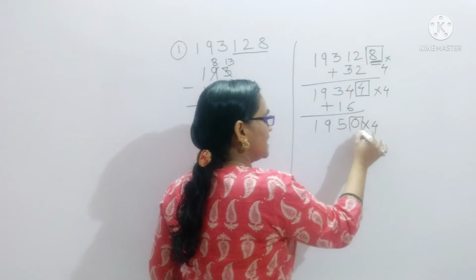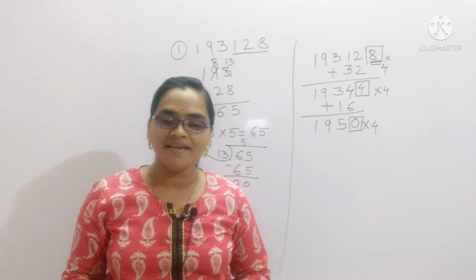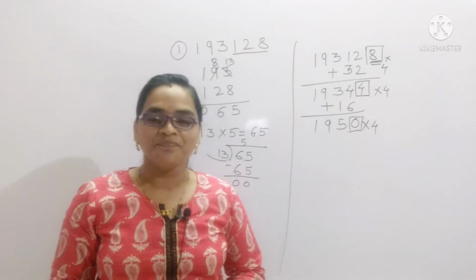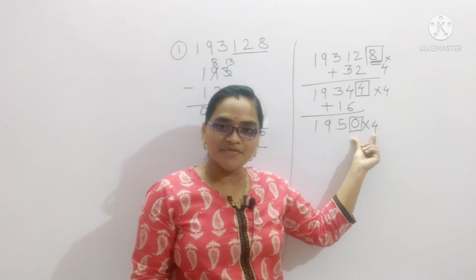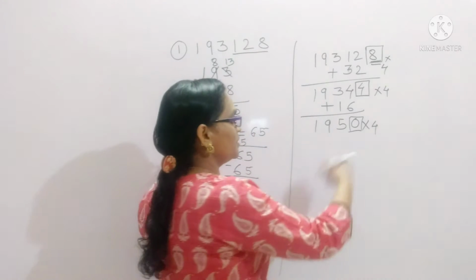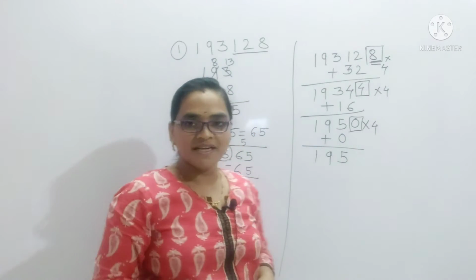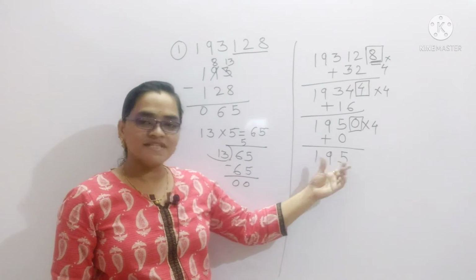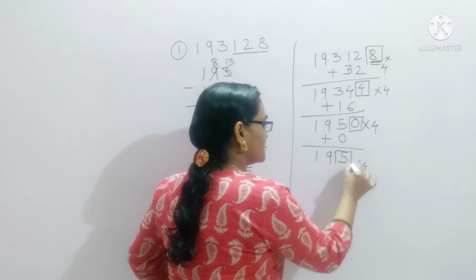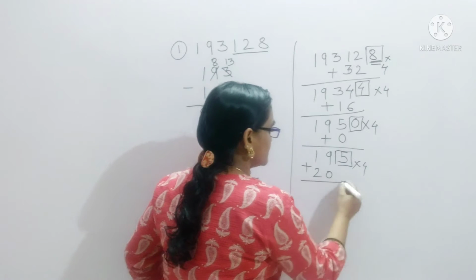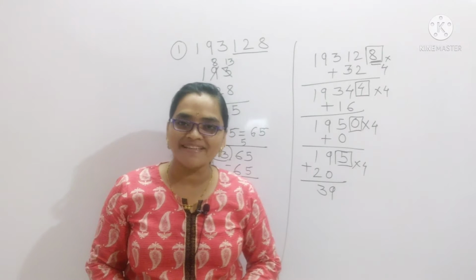0 into 4. We know any number multiplied by 0, the answer we get is 0 only, which means the product is 0 only. This step you need not write, that is also okay, but if you are getting confused about this, you can write it. 0 into 4 is 0, add 0 to 195, 5, 9 and 1, 195. Again the same process, ones place digit multiply by 4, 5 fours are 20, add this to 19, 2 plus 1 is 3, and now we know 39 is divisible by 13.